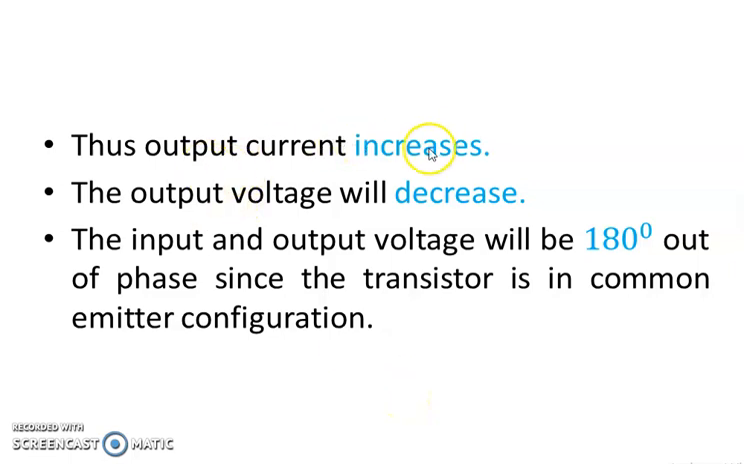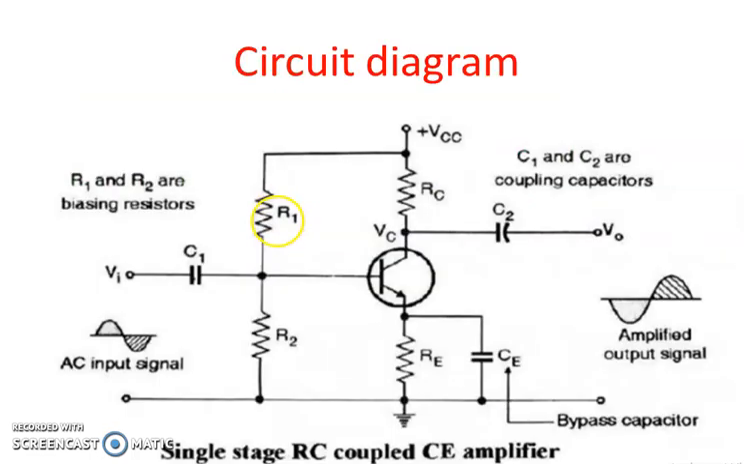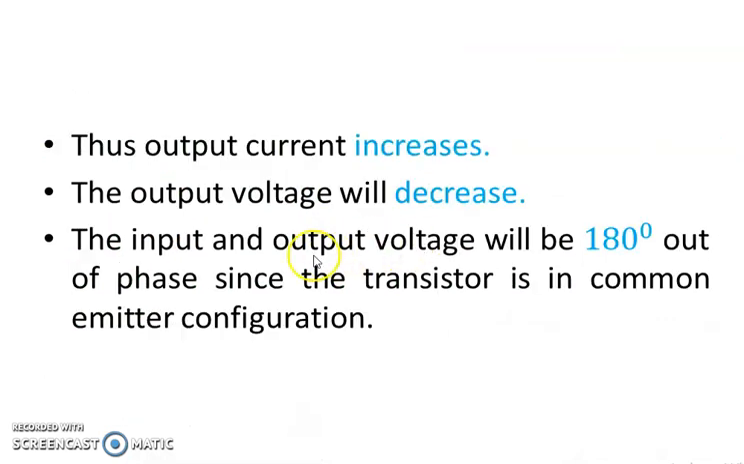Thus the output current increases, but our output voltage decreases. Since VCC is constant, the output voltage equation is VC equals VCC minus IC RC. VCC is constant and IC is increasing. As the input voltage increases, IC increases and VCC is constant, so the output voltage will automatically decrease. The input and output voltage will always be 180 degrees out of phase, since the transistor is in common emitter configuration.